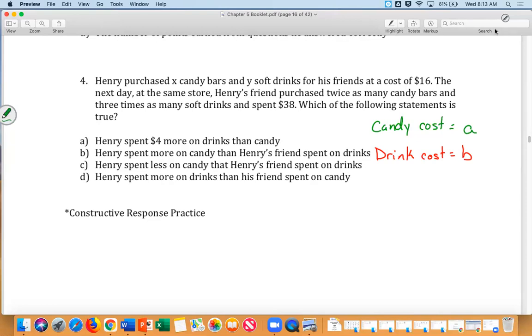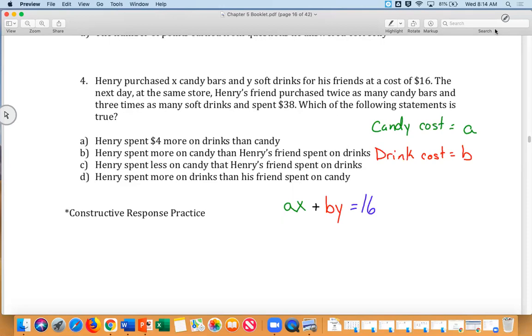Henry purchased X candy bars. So we have AX. So we have the cost of the candy times the number of candy bars, right? AX. Do you guys see that? Now, it says plus the drink cost, which is B. So we bought Y drinks. So we have BY. That equals $16. Does everybody see where I got that from? AX plus BY equals 16.